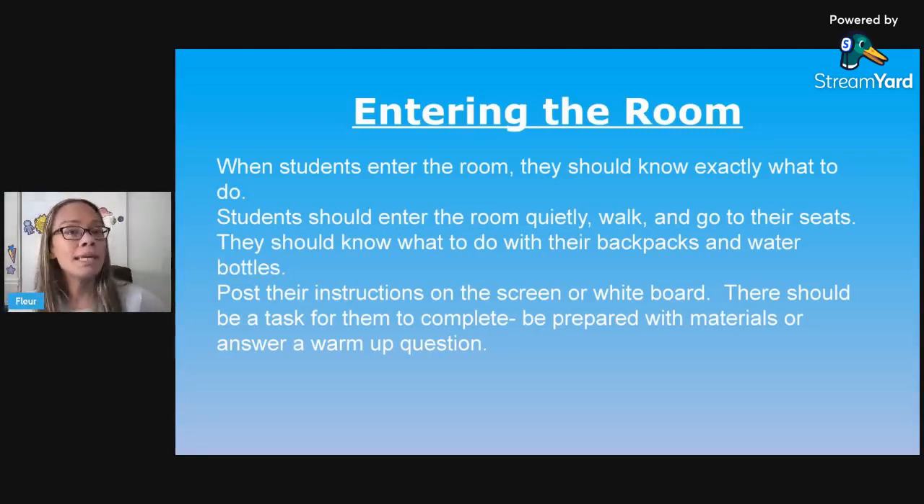You don't want them just coming in and sitting. They need to work on something. They need to get prepared. And it would be a good idea for them to do some kind of bell work or bell ringer, like a warm up to get them going, get them in the groove.